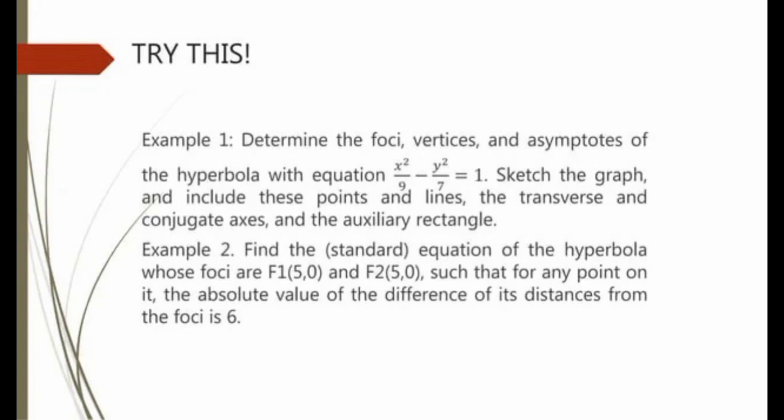Example number 2. Find the standard equation of the hyperbola whose foci are F(0, 5) and F(0, -5), such that for any point on it, the absolute value of the difference of its distances from the foci is 6.